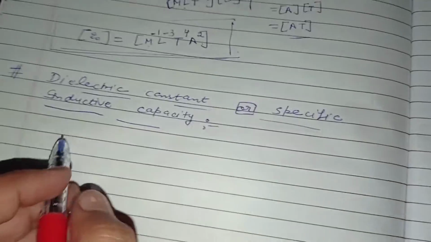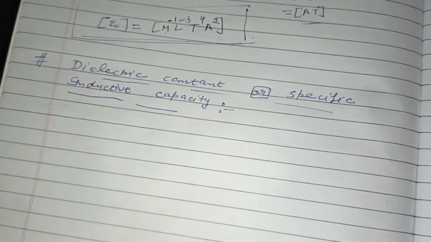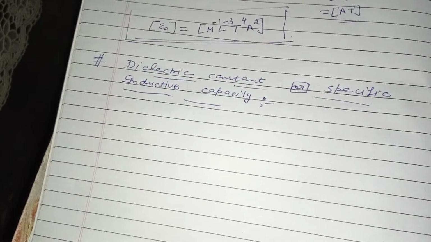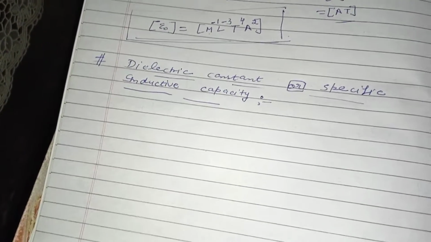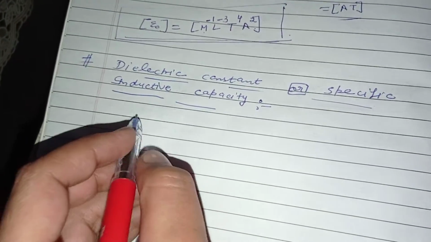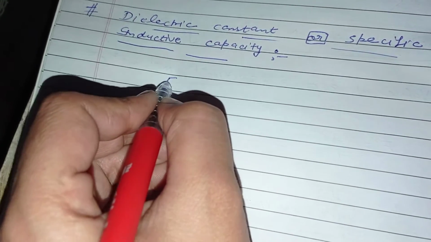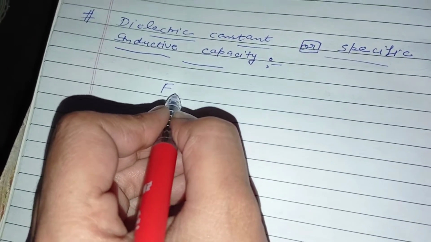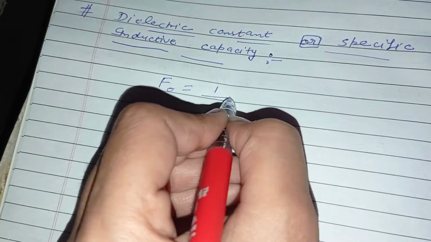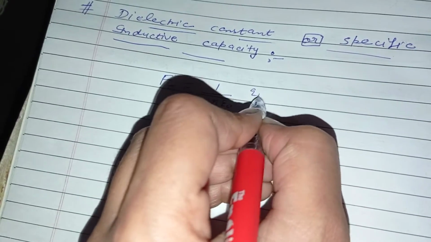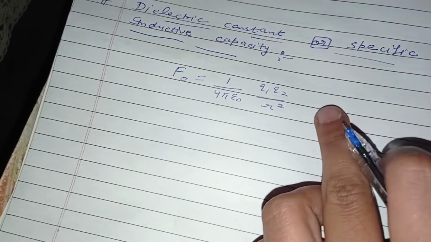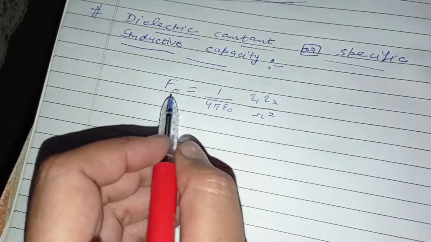According to Coulomb's law, when two point charges are placed in free space, what will be the force between those charges? There will be a force of interaction between those charges, which is given by this expression.